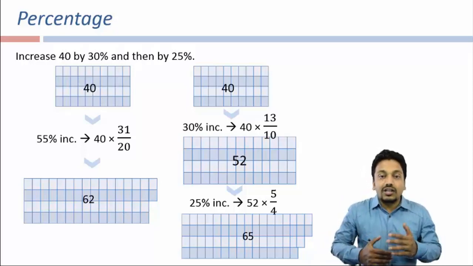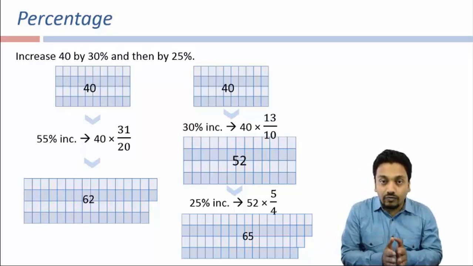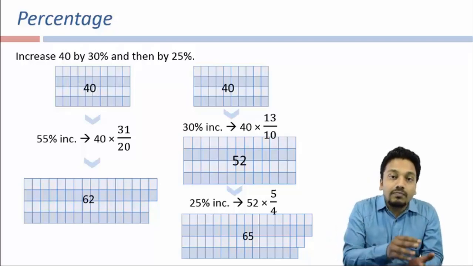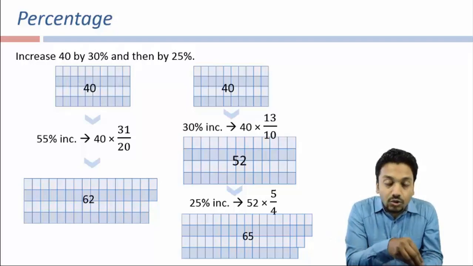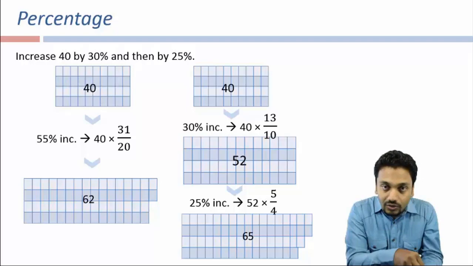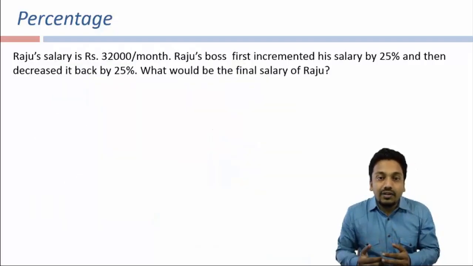So in short, I could conclude that when two or more percentage operations are to be done on a number in succession, I should not add those percentages directly. Okay, let us try to look at an example.